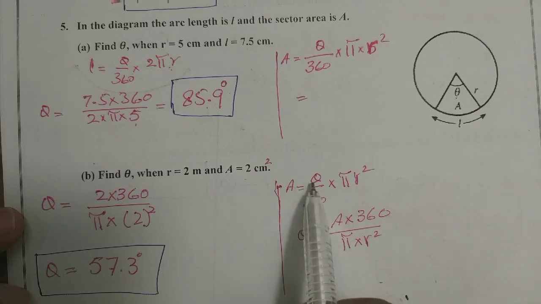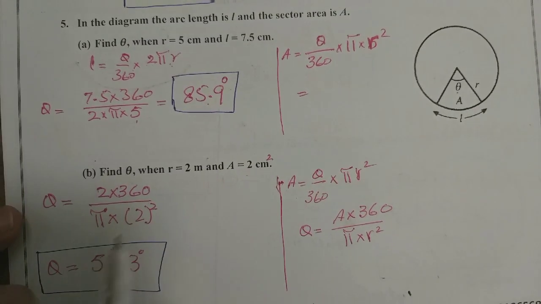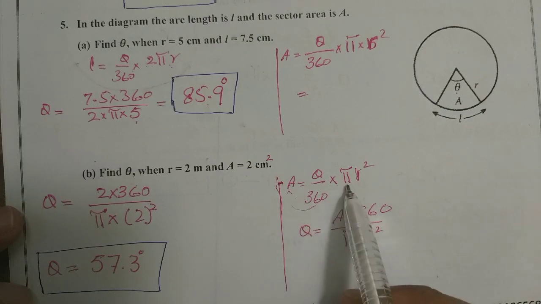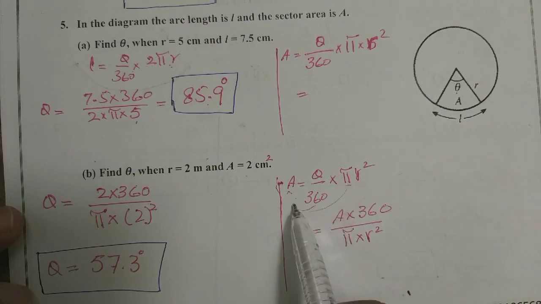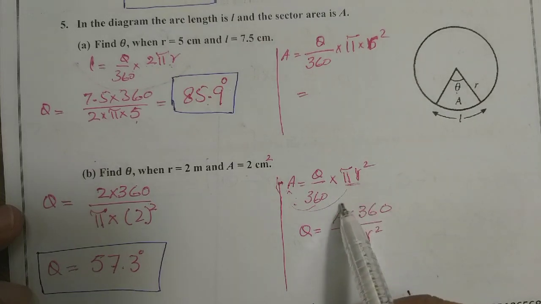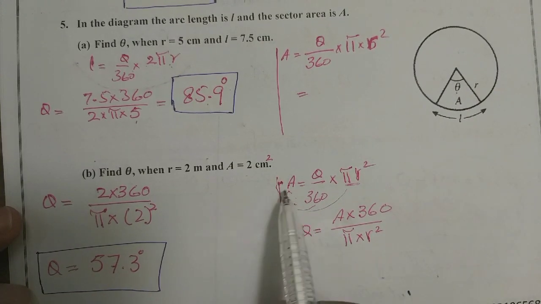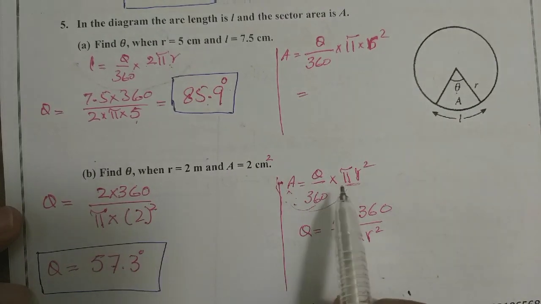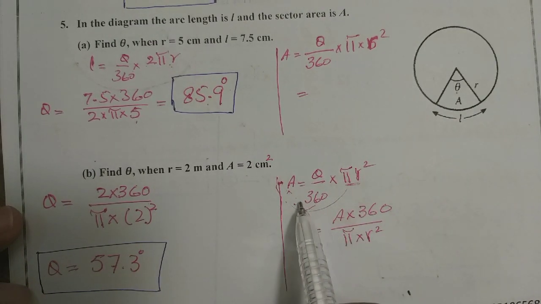Okay, so we need to find theta. Again, this is division, when you transfer it becomes multiplication, and this is multiplication, which becomes division. So the area times 360 divided by pi r squared, because multiplication becomes division when transferred.